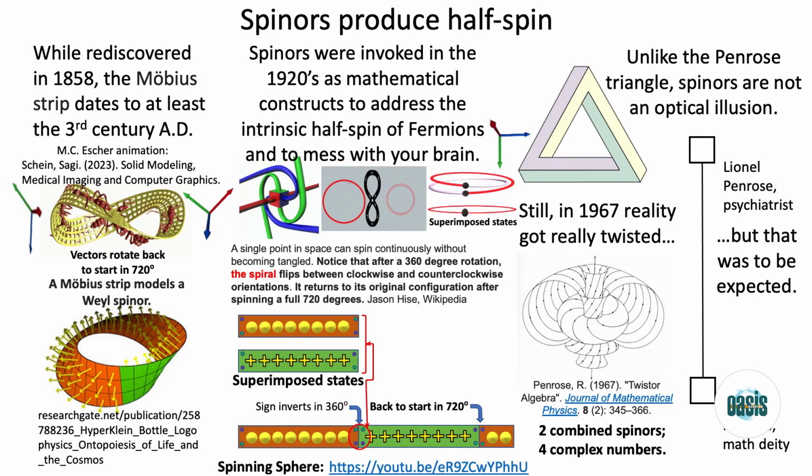So how do you make half spin? Well, spinors are used to explain half spin. The Mobius strip dates back to at least the 3rd century AD, and shown here is an animation of an Escher illustration. It's not an optical illusion. You can see these ants and follow them the whole way around this structure, and they go over and under. What you'll note is that for the ant to get back to where it started, it actually has to travel 720 degrees. By the time it goes 360 degrees, it's only gone from top to bottom.